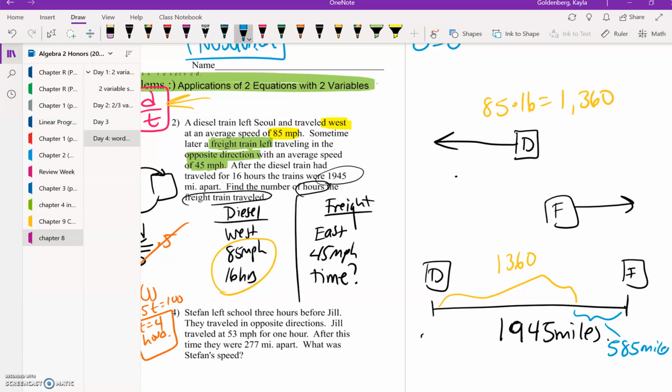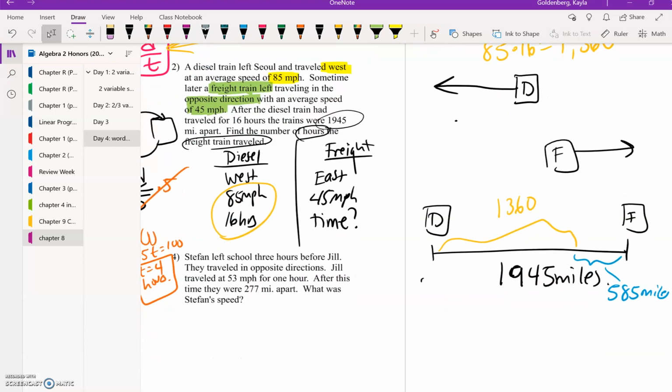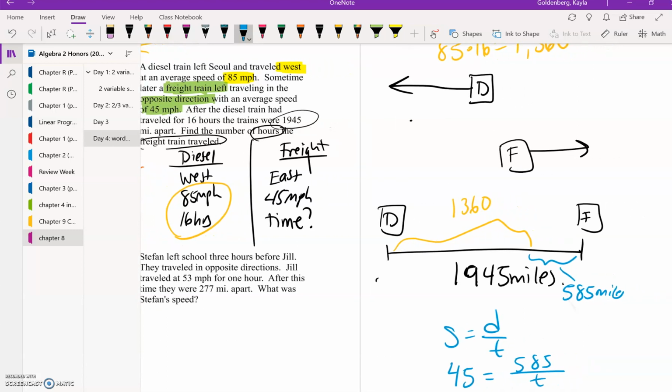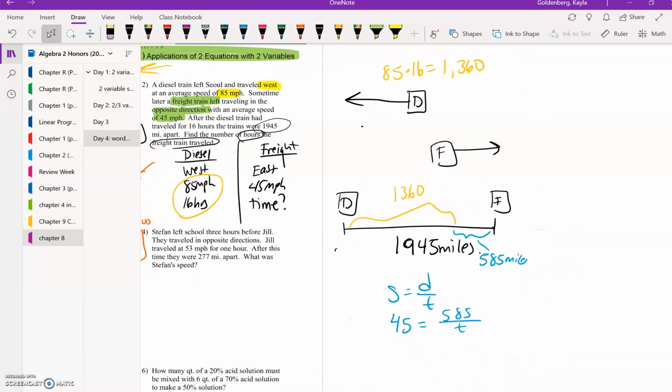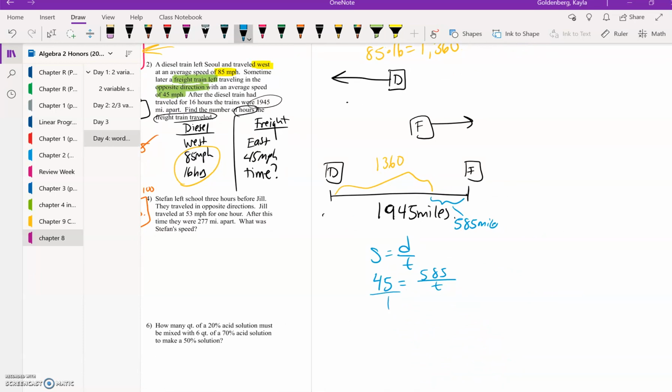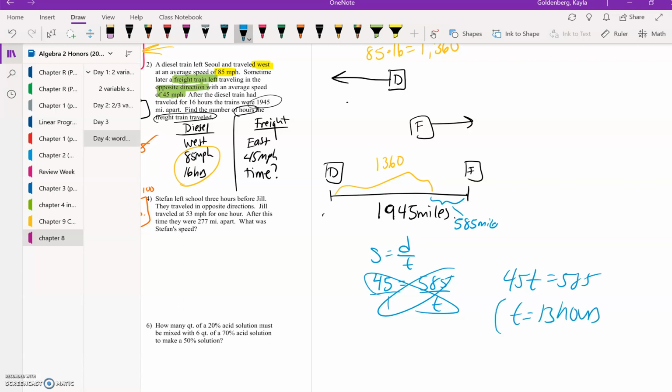And if the freight train is going at a speed of 45 miles per hour, we can use our speed equals distance over time equation. So I know speed equals distance over time. The freight train speed is 45 miles per hour. The distance is 585. And if we divide by time, we're going to be solving for time. So you can treat the solving here kind of like cross multiplying, right? If I think about it as 45 over 1 is equal to 585 over t, you're going to get 45 times t is equal to 585. If I do that divided by 45, looks like my time was 13 hours.